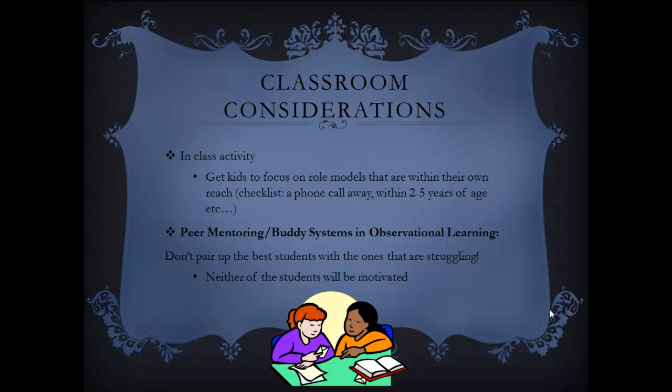What students will do at first is they'll bring in pictures of Miley Cyrus, Mick Jagger and really cool people. Those are cool role models to have, but then you give them a checklist and say, okay, I want you to find a role model in your community that's a phone call away, is within 2 to 5 years of your age, and is someone that you could get in contact with when you need to.